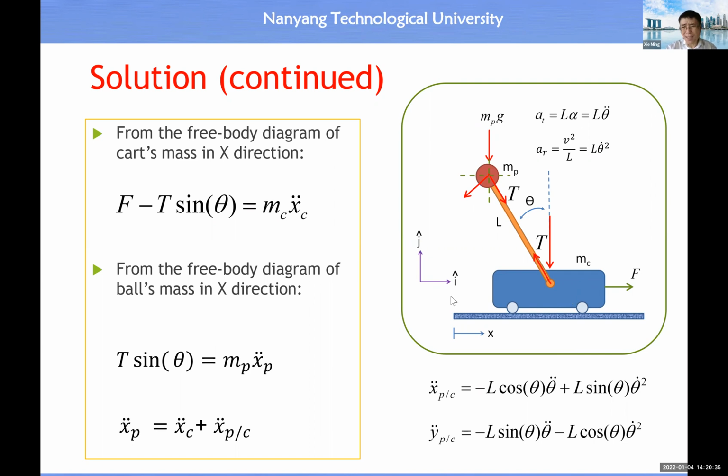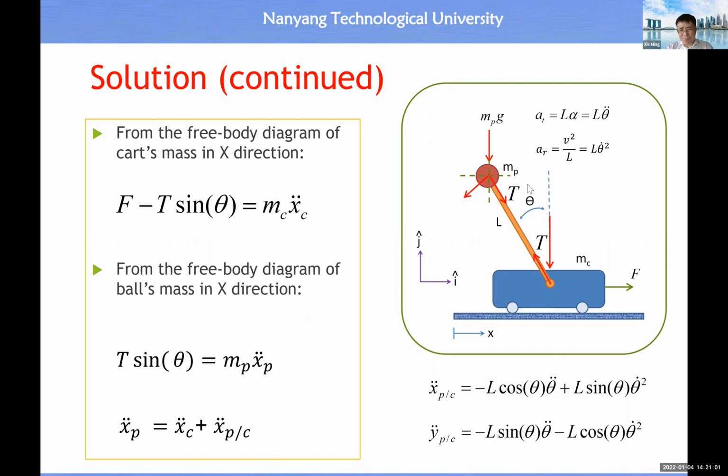So then in the X direction, what is the net force acting on the mobile base? It should be equal to F minus T times sine theta. So F minus T times sine theta, okay? This is the net force in the X direction, all right? This net force will produce acceleration, x mobile base double dot, times this mass, all right?